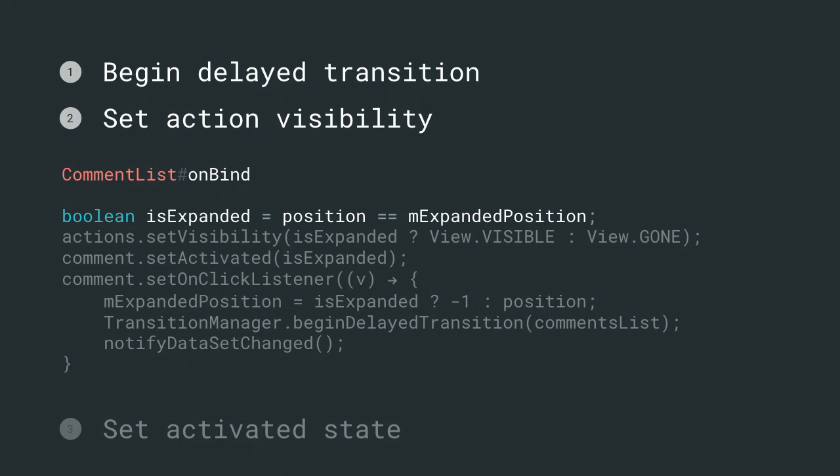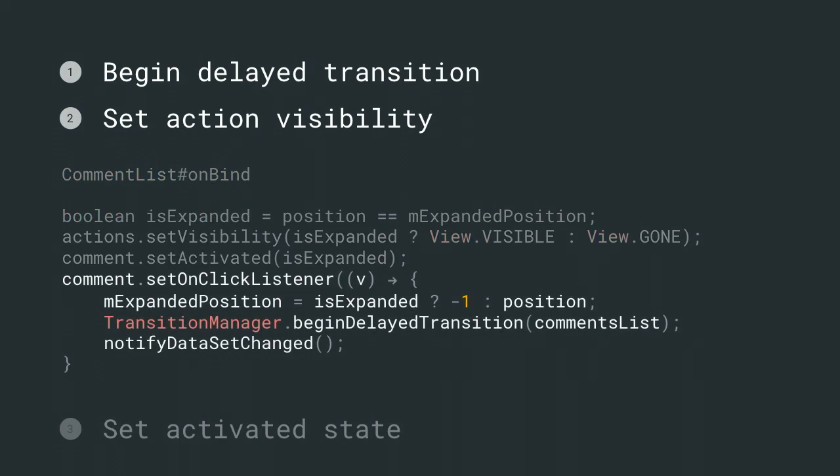it's adapter based. So in the list view's adapter, we hold on to the position of the currently expanded item, and based on whether it's the expanded one, we just set the visibility of those little actions there. Then in the on-click handler, we store the position of the one you were trying to expand, and then we use one of my favorite APIs on Android, which is TransitionManager.beginDelayedTransition. This is deceptively simple because it's doing lots and lots of work for us here.